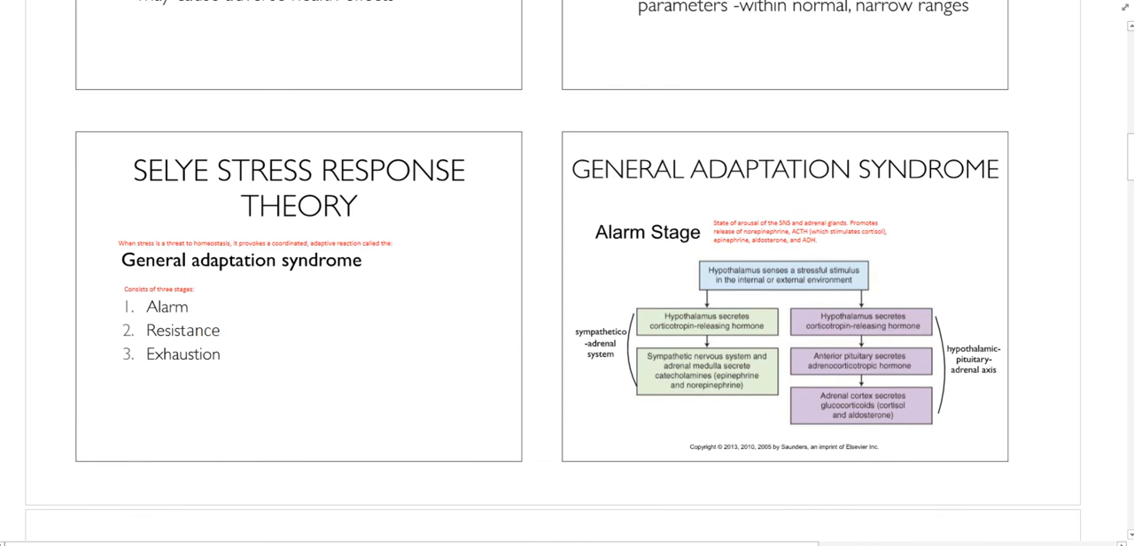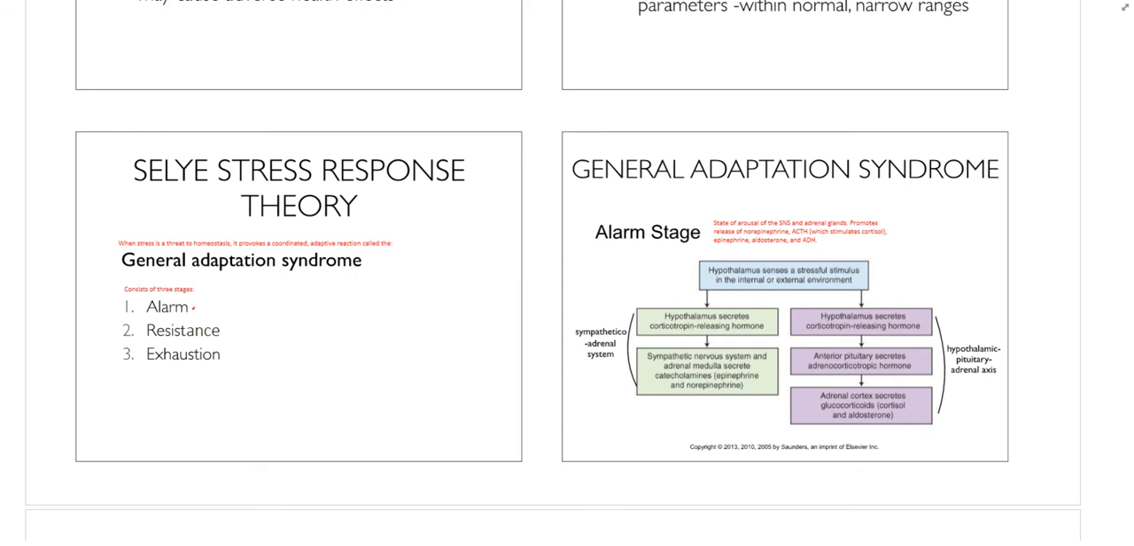So Selye goes on to talk about how there's a general adaptation syndrome. When the stress is a threat to homeostasis, it provokes a coordinated adaptive reaction called the GAS, and that consists of 3 stages: the alarm stage, the resistance stage, and the exhaustion stage. During the alarm stage, there is a state of arousal of the sympathetic nervous system and of the adrenal glands. We're going to have certain chemicals released such as epinephrine, norepinephrine, and certain hormones released like aldosterone, ADH, cortisol. These all work together towards helping this person overcome this stress of some kind.